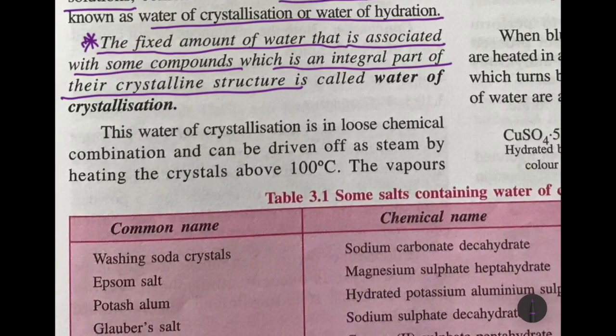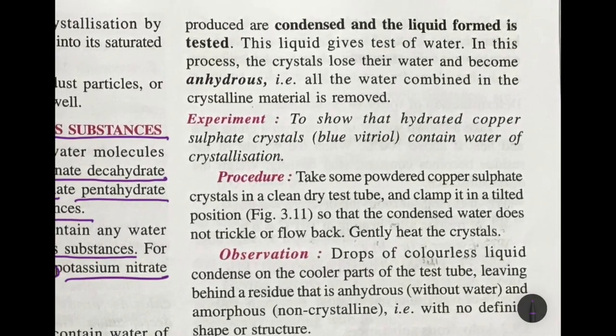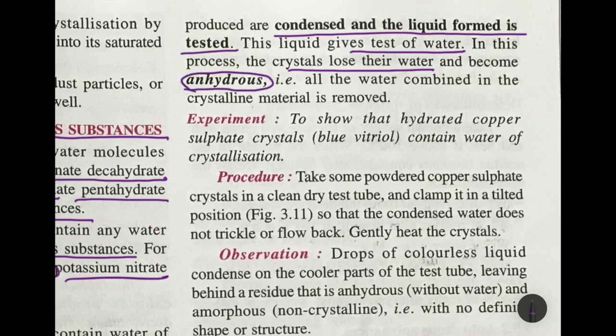Now, this water of crystallization is in loose chemical combination, and you can easily drive it off when you just heat the crystals above 100°C. Now the vapors produced are condensed and the liquid which is formed is tested. When you test the liquid formed, it will give the test of water. In this process, the crystals lose their water and become anhydrous. Anhydrous means it is dry, it does not have water of crystallization. So when we heat it, all the water combined in the crystalline material is removed. It just goes off as water vapor.